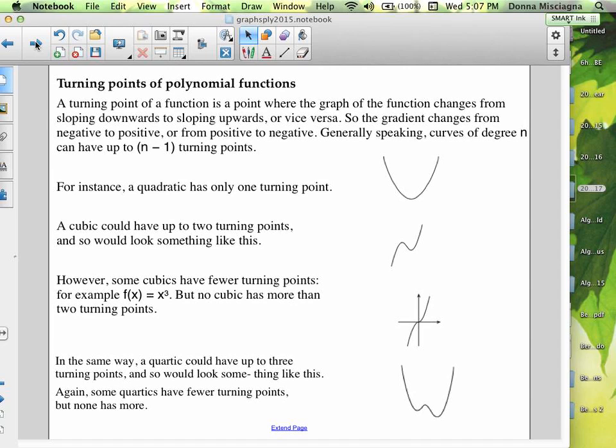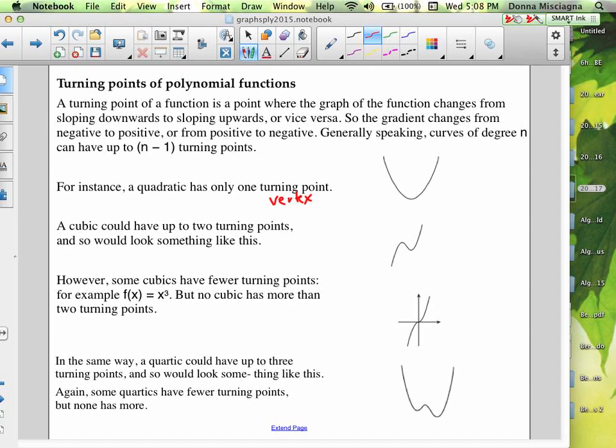For instance, a quadratic has only one turning point, and we call that the vertex. A cubic function can have up to 2 turning points. So it would look something like the second graph there. However, some cubics have fewer turning points. For example, f of x equals x cubed has no turning point. However, no cubic function has more than 2 turning points.